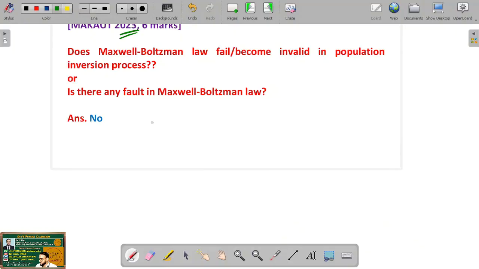The answer is no. There is no fault in the Maxwell-Boltzmann law because the Maxwell-Boltzmann law is valid only for the equilibrium case or equilibrium condition.